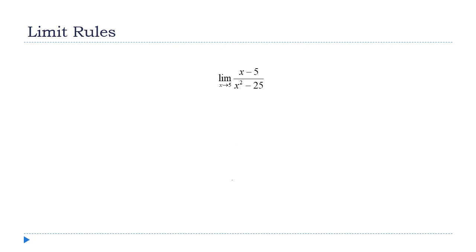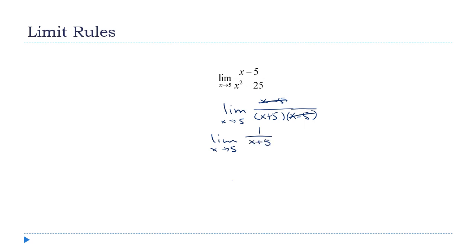This becomes the limit of x minus 5 over x plus 5 times x minus 5. You see, that's what I was hoping. Still, x approaches 5. These x minus 5s cancel. All that's left now is the limit as x approaches 5 of 1 over x plus 5.